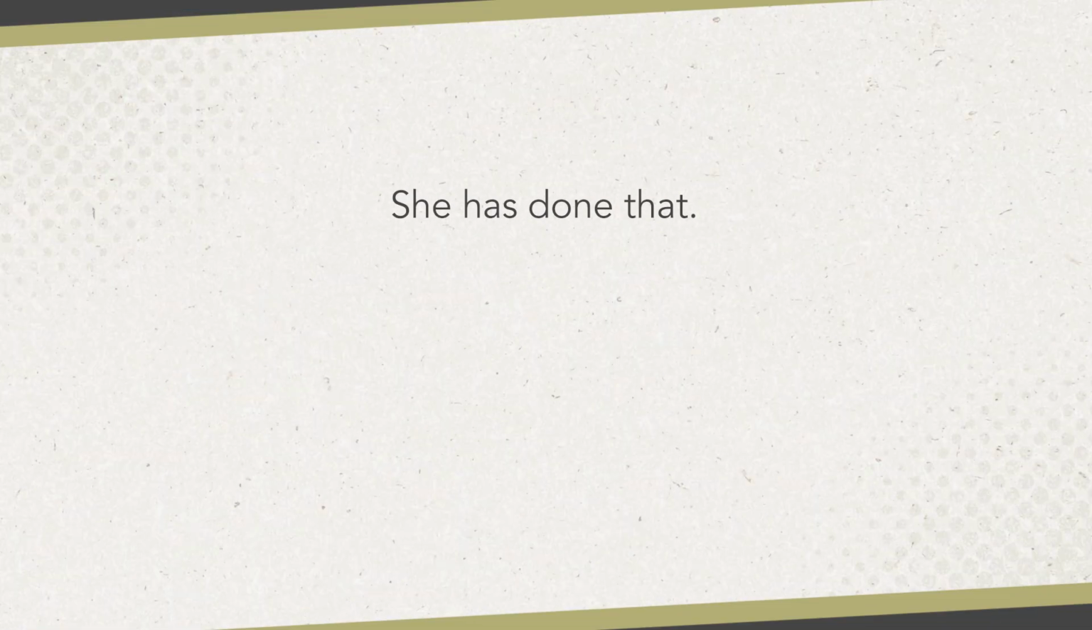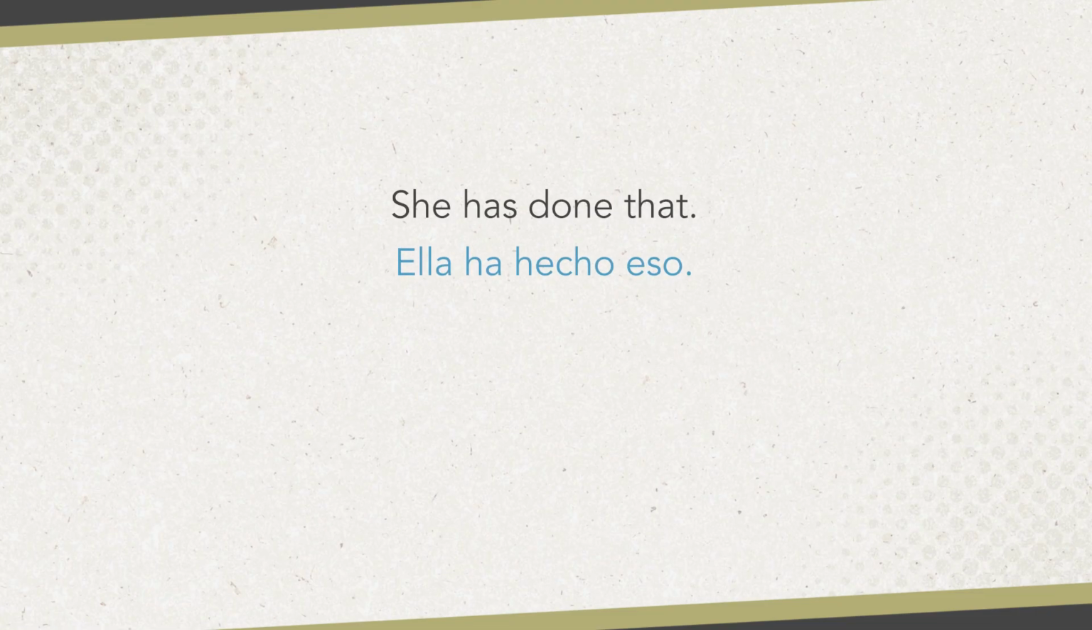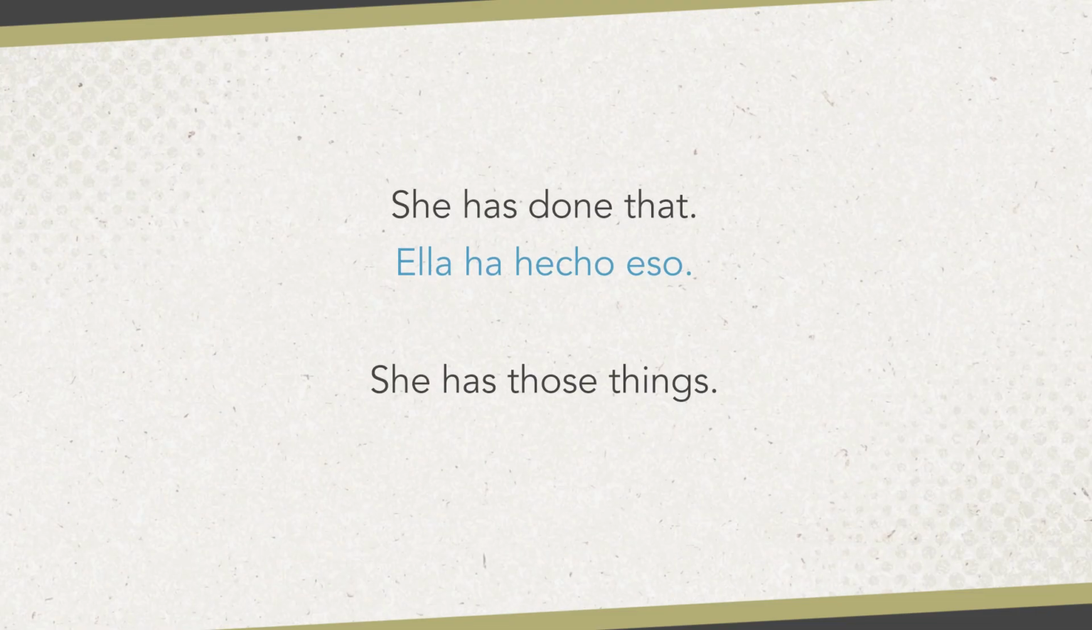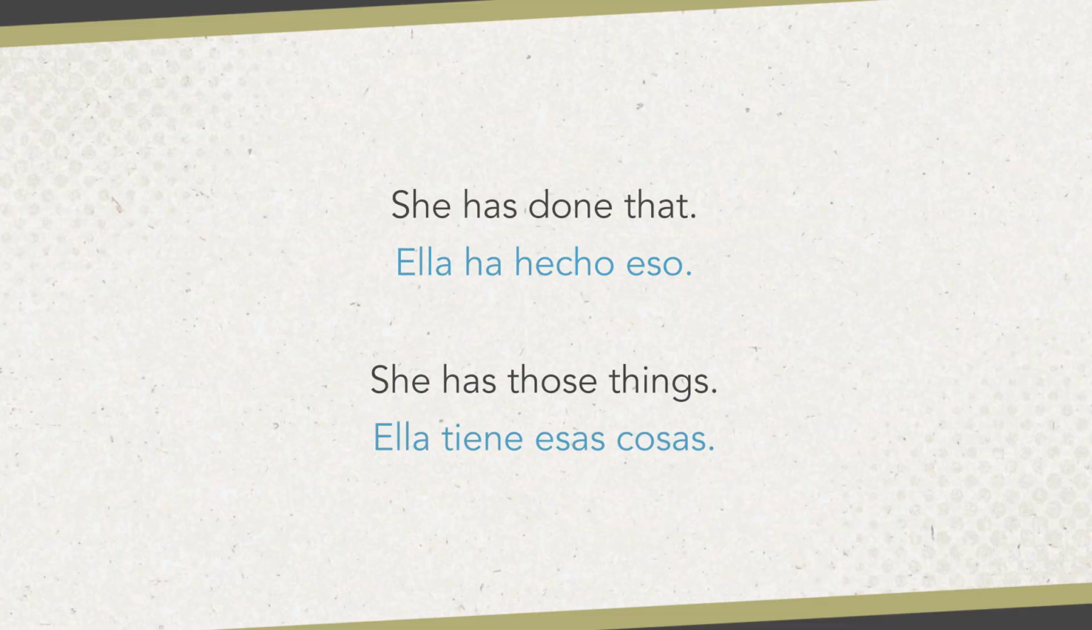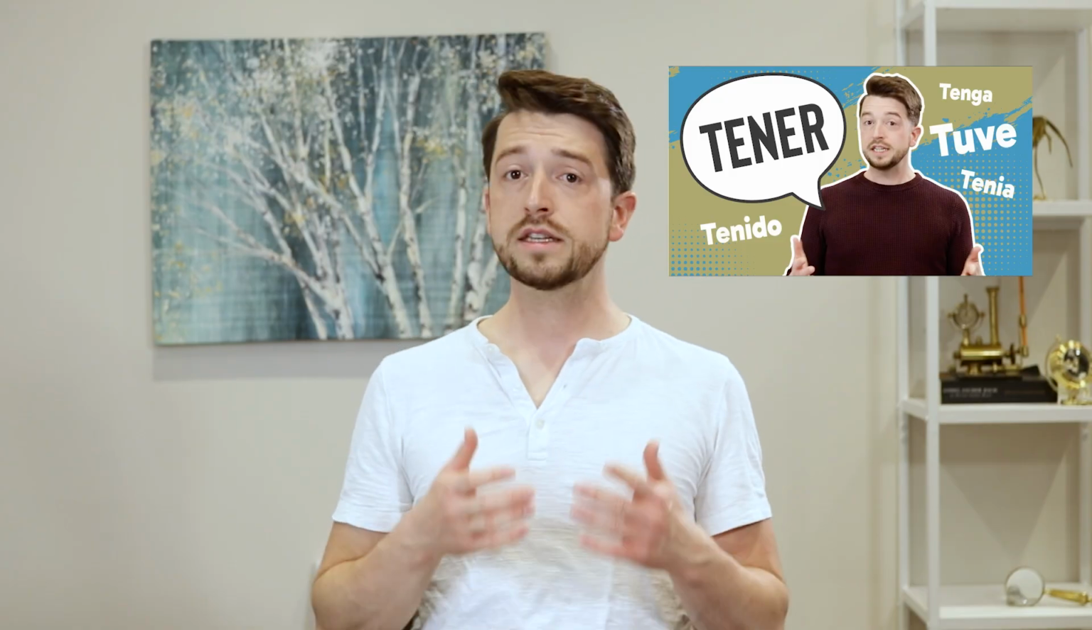Here are a couple more examples, and we'll use she has. She has done that. Ella ha hecho eso. She has those things. Ella tiene esas cosas. And if you want to dive into the verb tener, you can check out this other video. For now, let's get some practice choosing between these two verbs. I'll give you some English sentences, and you should predict whether you'll use haber or tener in each of them.